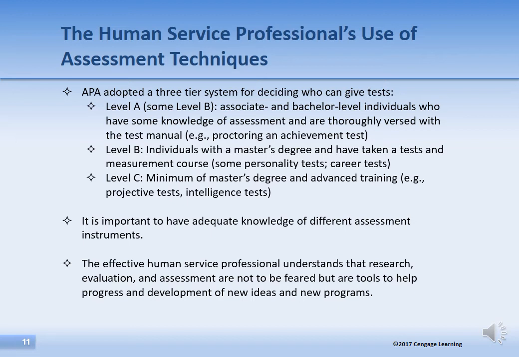The human service professional's use of assessment techniques. APA adopted a 3-tier system for deciding who can give tests. Level A and some level B are associate and bachelor level individuals who have some knowledge of assessment and are thoroughly versed with the testing manual. Level B are individuals with a master's degree that have taken a test and measurement course. Some personality tests and career tests are included in this level. And level C, a minimum of a master's degree and advanced training, such as predictive tests and intelligence tests.